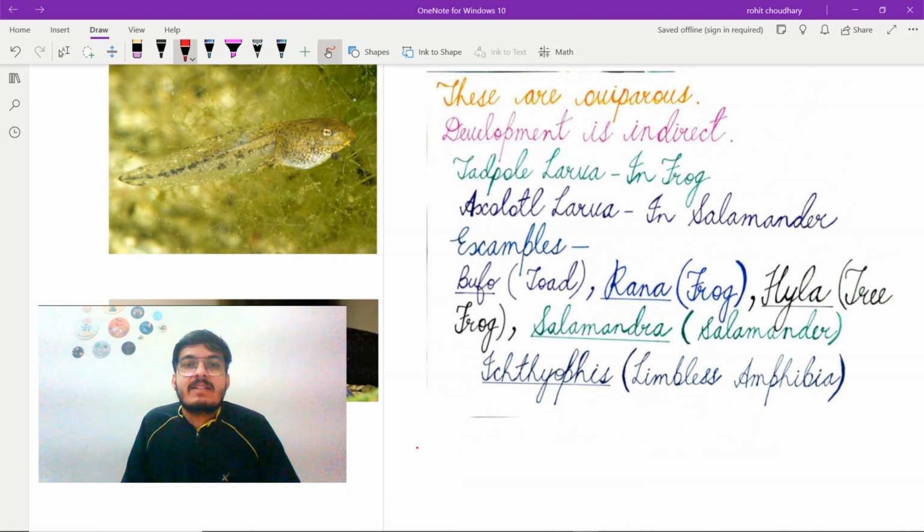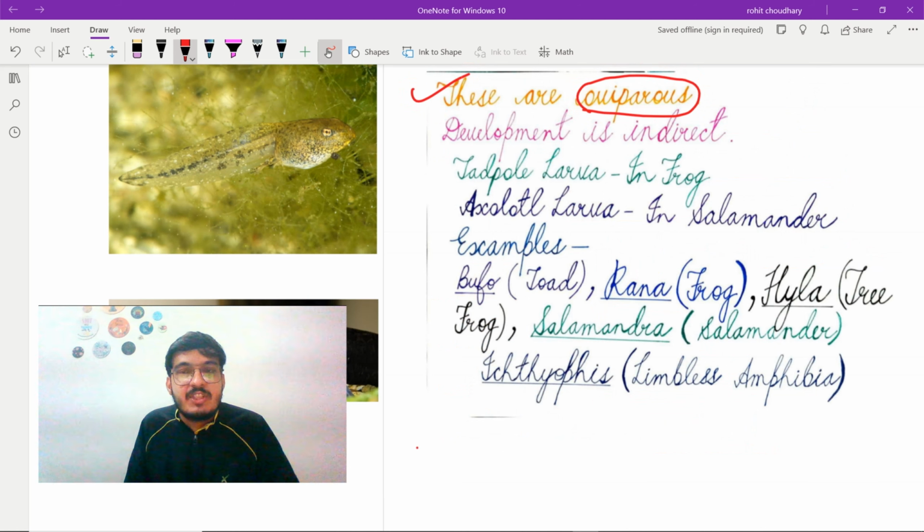The next characteristic feature is these are oviparous. Why these are oviparous? Because they lay eggs and they lay eggs in water. But exceptions do exist. The exception to this is salamander, which is viviparous. Development is indirect, as we have already studied that there are larval stages involved in the life cycle, so the development is indirect. This picture is of tadpole larva.